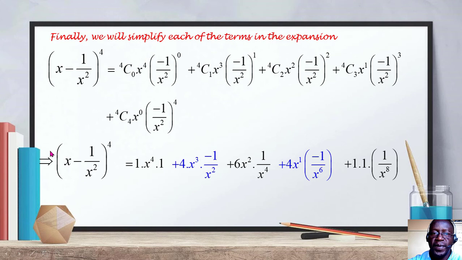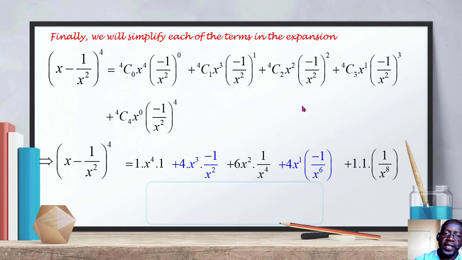And lastly, we expand that one. 4 combination 4 is 1. x raised to the power 0 is 1. And that raised to the power 4, -1 will be raised to the power 4. So we're going to have -1 multiplied by -1 multiplied by -1 multiplied by -1, which will give us a +1. And x squared will be raised to the power 4, which will give us x to the power 8.